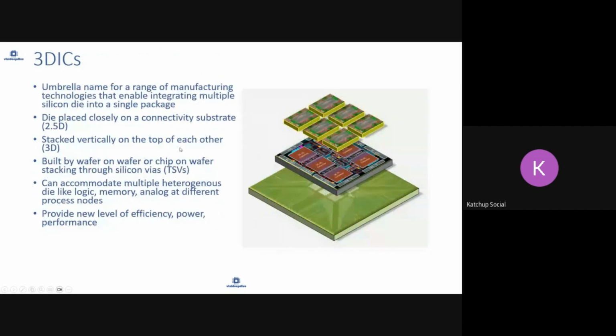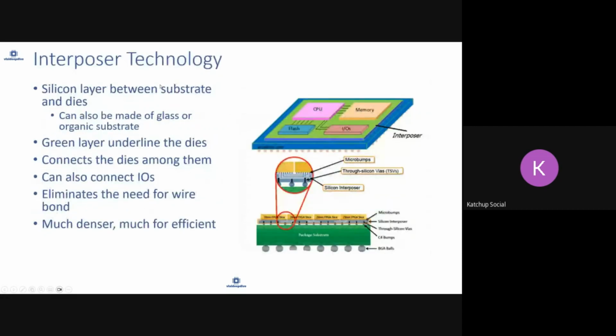So the key enabling technology for this is something known as interposer technology, right? So what is interposer technology? It is basically a silicon layer, this particular green layer that you are seeing, between the substrate and the die. So these are various dies. This is the substrate. So there is something in green, known as the interposer. This can be silicon. It can also be made of glass or other organic substrate. I'm talking particularly about silicon here, this green layer underlying the dies.